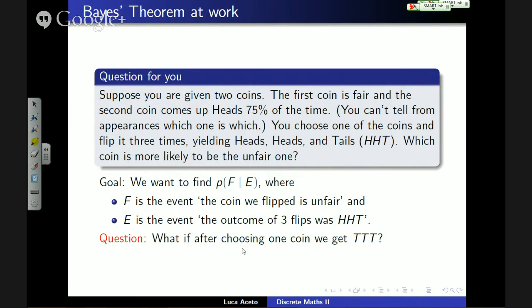Which makes a lot of sense because tail comes up with probability 1/4 if you have picked the unfair coin, so getting it 3 times is a low probability event. So rationally, you should not be very convinced that you picked the unfair coin. If you did, you were sort of unlucky.